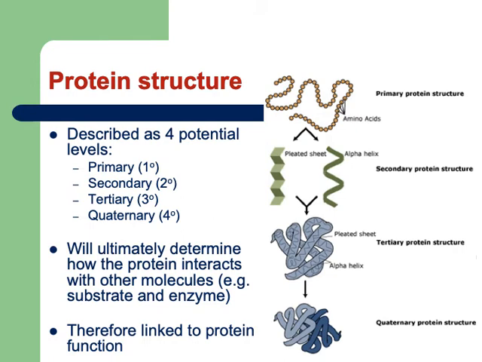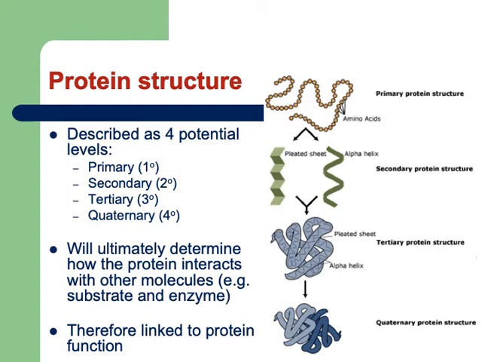Hi everyone, we're going to continue on with discussing proteins. Specifically, we're going to talk about protein structure. So protein structure is described as four potential levels: primary, secondary, tertiary, and quaternary. And you can see these protein structures on the right-hand side.